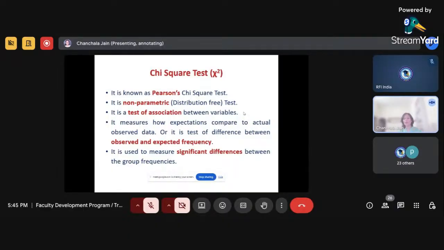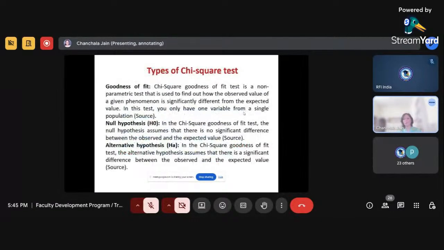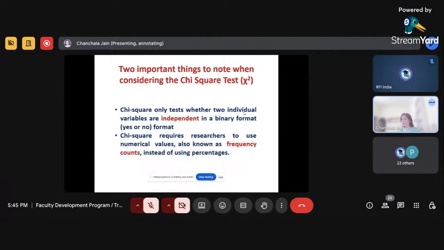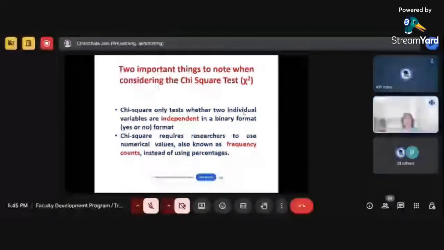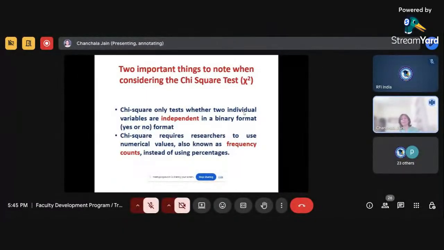So that means we can say whether a significant difference is there in the frequencies or not. If you want to test this, in that case we can go for the chi-square test. Now there is a division, or we can see the types of chi-square test. I'll take the types of chi-square test in the upcoming slide. But here, this slide is talking about the things which you need to consider while deciding whether you will go for the chi-square test or not.